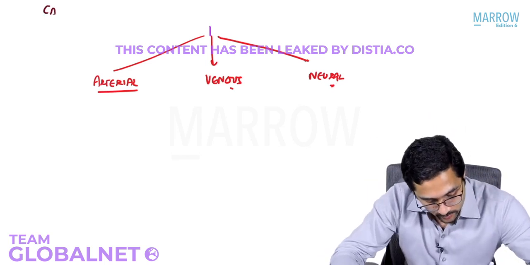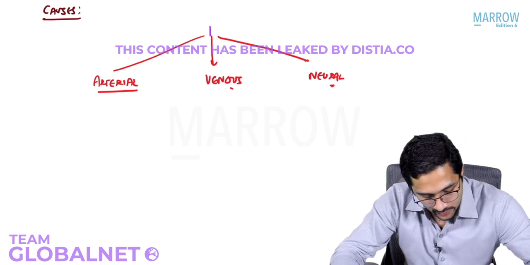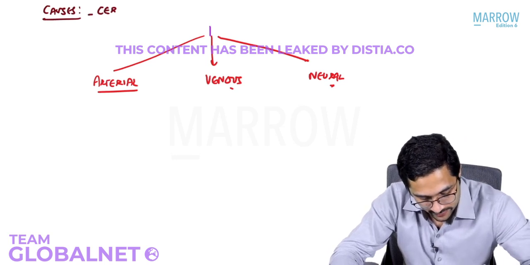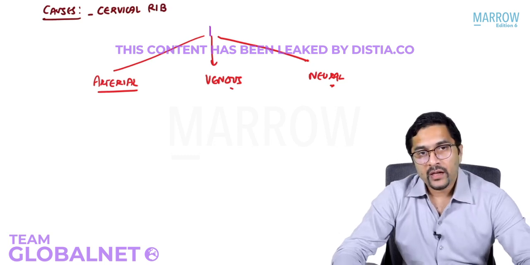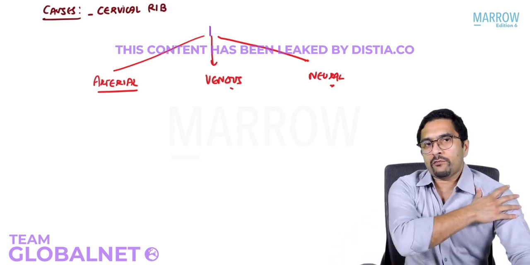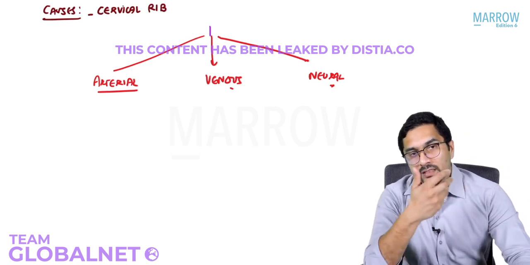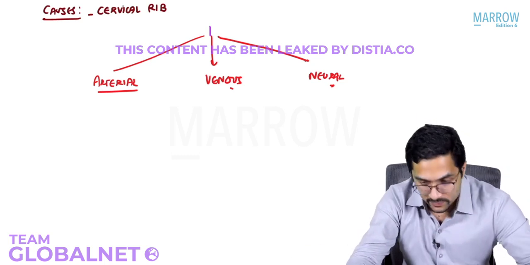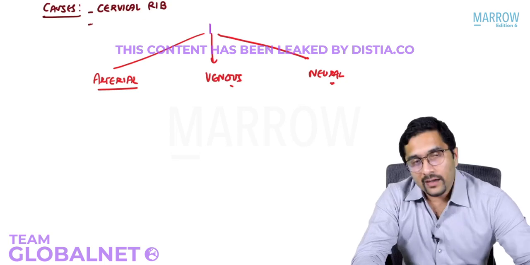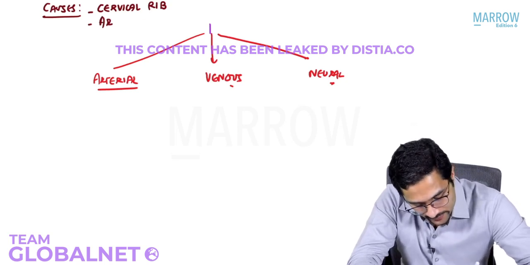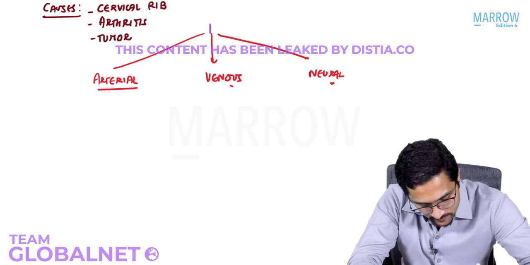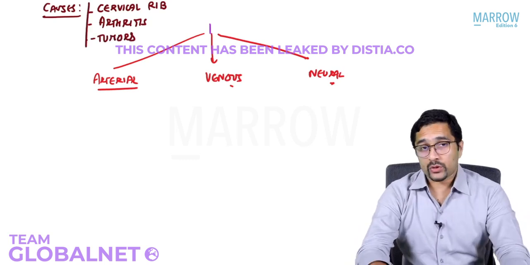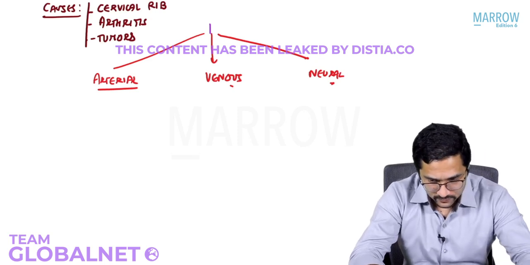The causes of block: why does this block occur? This can occur because of cervical rib. It can also occur because of poor tone of muscles. That is why physiotherapy seems to help in these patients. Arthritis can give rise to this problem. And there can be tumors, which can also predispose to thoracic outlet syndrome.